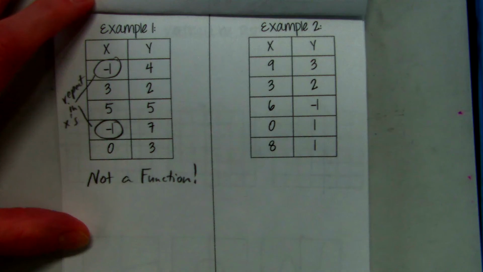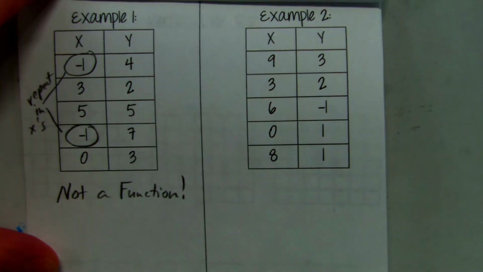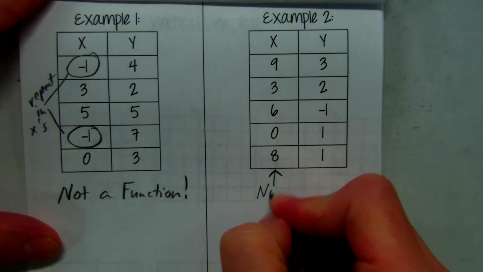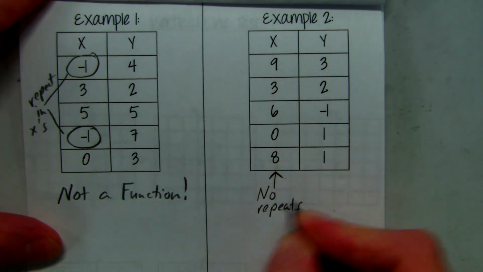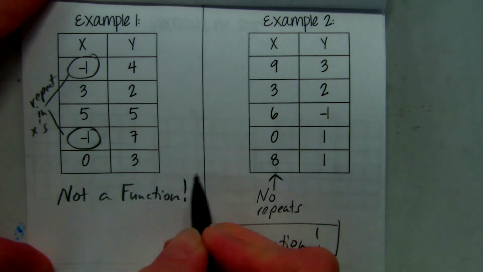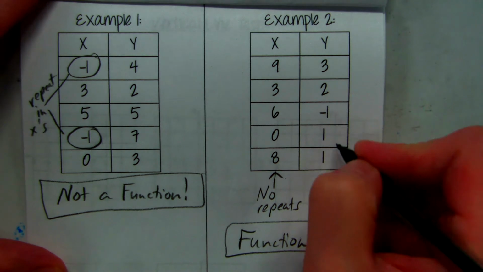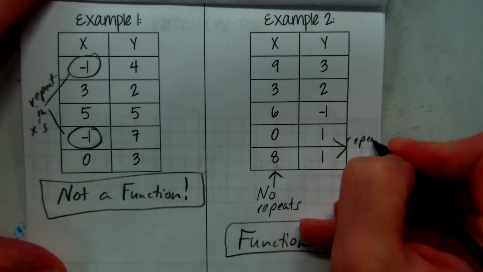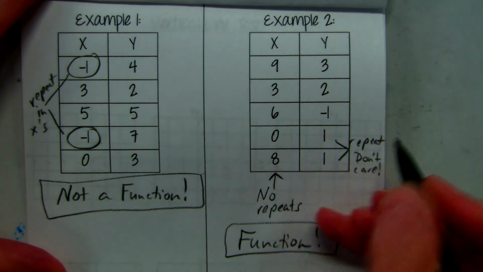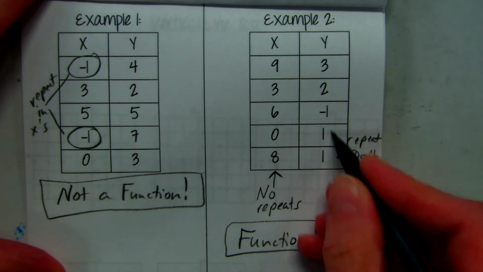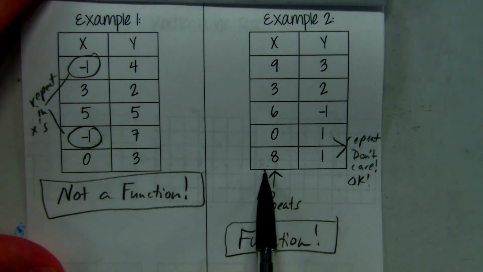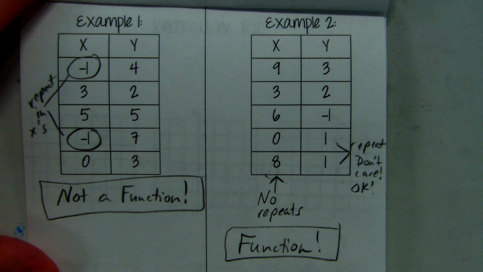Okay, let me zoom in so you can see that better now that we've talked about the directions. If I come over to here, I'm only looking at the x's. So in the x's, there's no repeats. So this is a function. So this is my answer on both of those. Now there is a repeat over here on the y's, but we don't care about that. This is okay to have the ones repeating over here. We only care about the x's. All right?